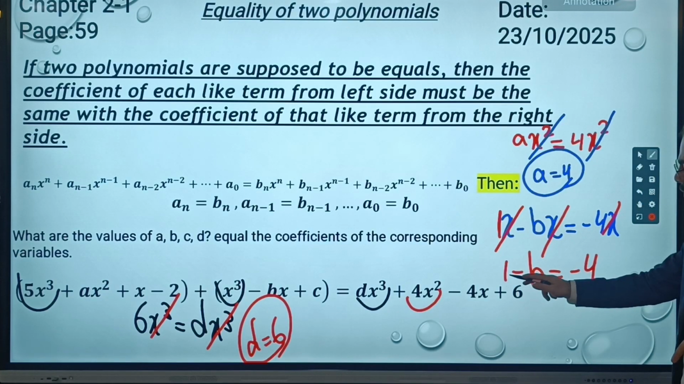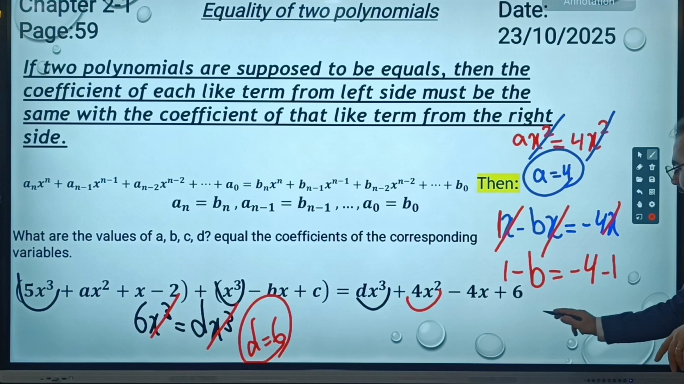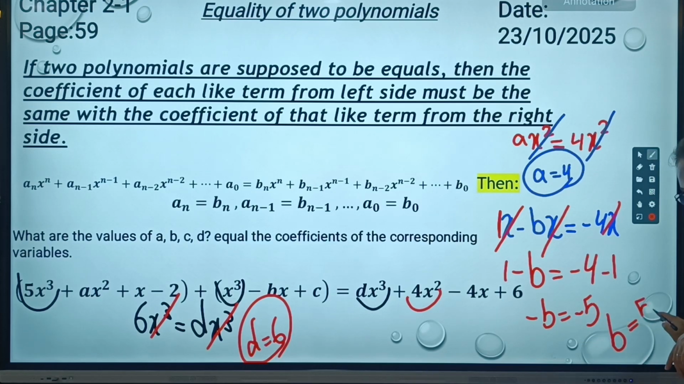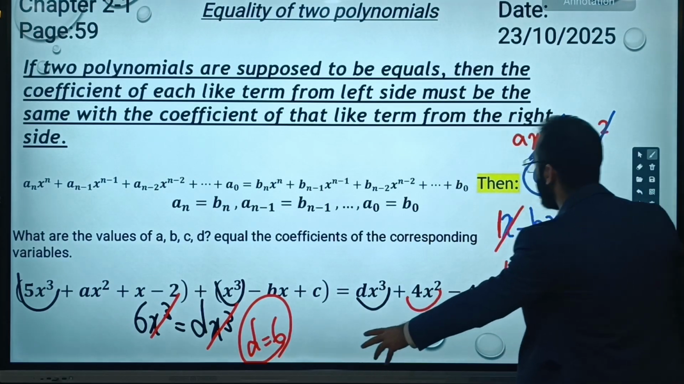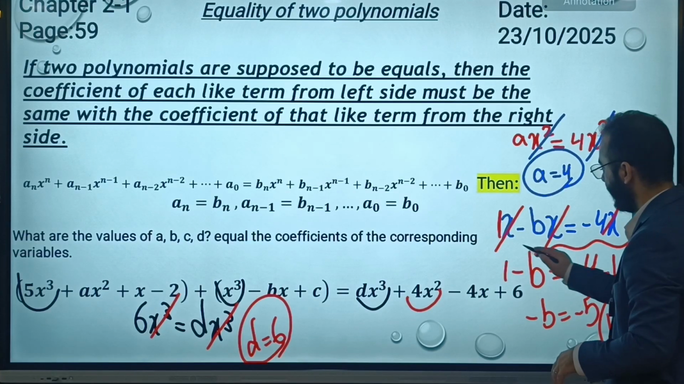Move this one to the other side, and it becomes negative 1. Then finally, negative b equals negative 5, and the negatives cancel each other, so b equals 5. That is b as well. So we found d, we found a, and that is b.